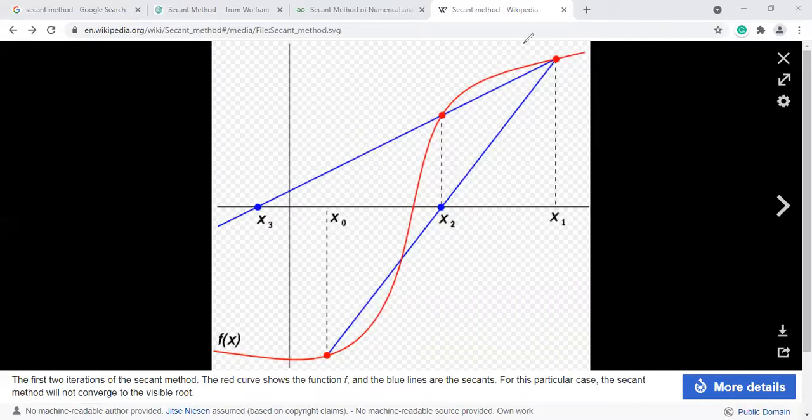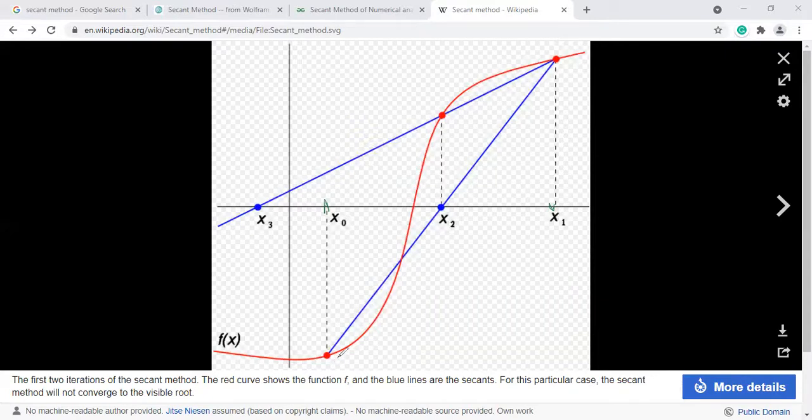Here, this red line is the graph of the function f of x. This point is x0, and this is x1. In the secant method, we replace the graph of f of x in the interval x0 to x1 by a straight line joining these two points.